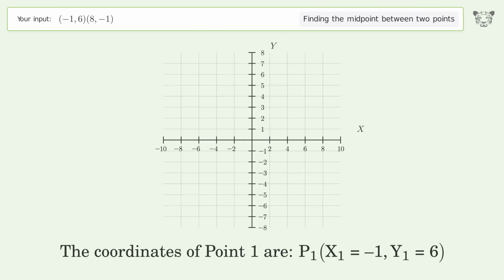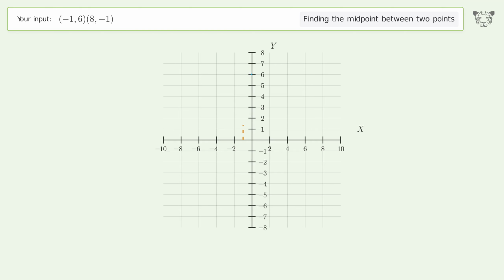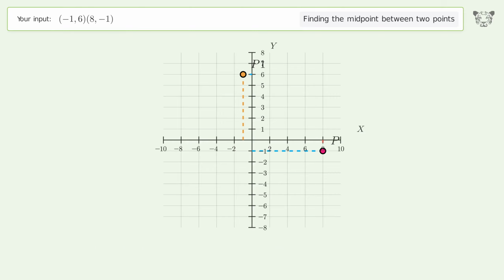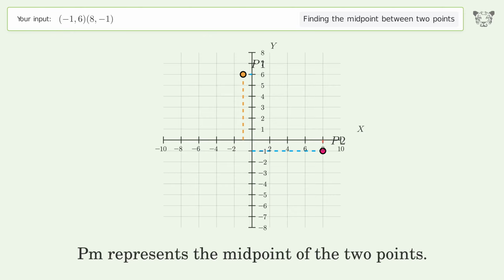The coordinates of point 1 are x1 equals -1, y1 equals 6. The coordinates of point 2 are x2 equals 8, y2 equals -1. PM represents the midpoint of the 2 points.